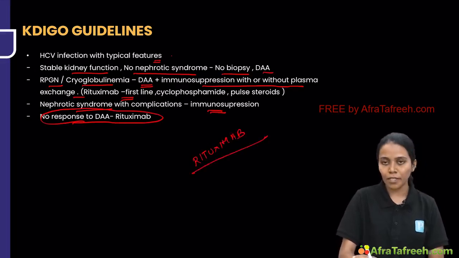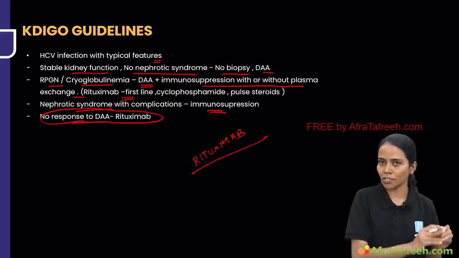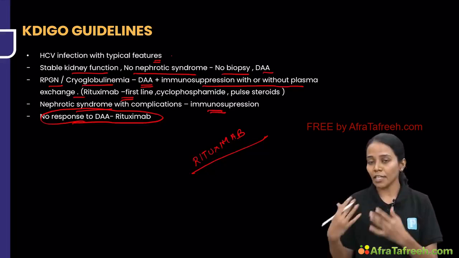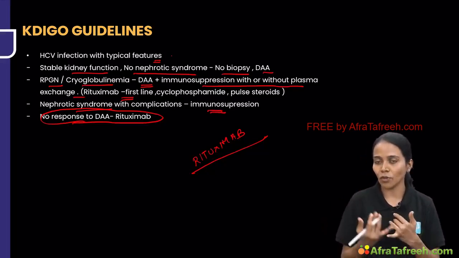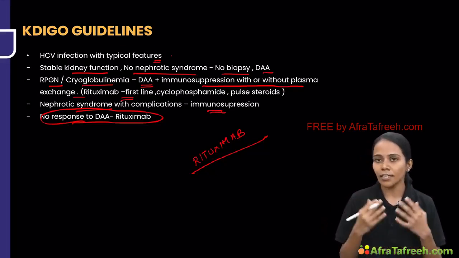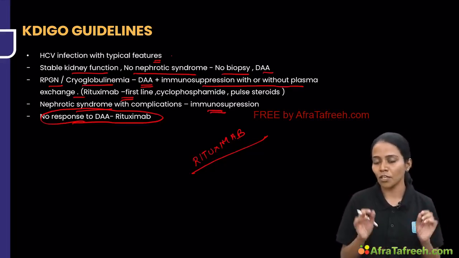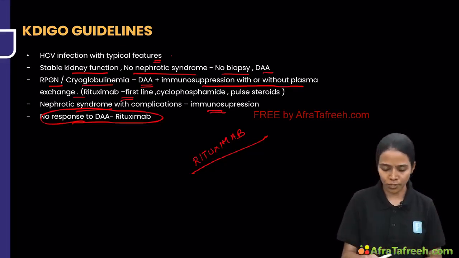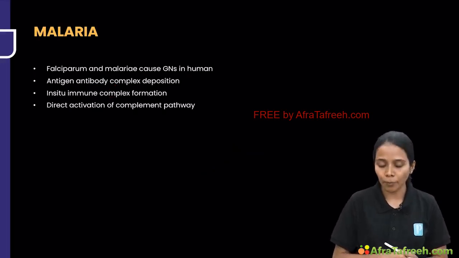Okay. So basically, if they're stable, don't do anything. Just give directly acting antiviral. If they're unstable, as in they are going to have any nephrotic syndrome or RPGN, then biopsy and consider immunosuppression. The immunosuppressant of choice is rituximab. Okay. Now coming to malaria.